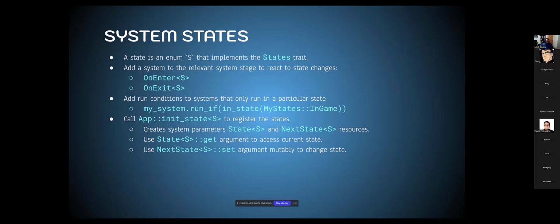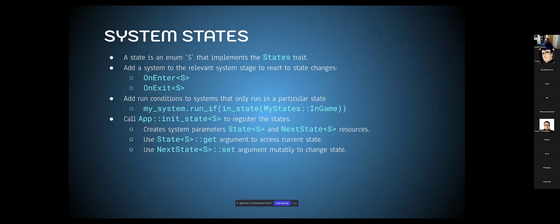So if you need to do some work when you exit the pause menu and go back to the game, for example, you can add a system to the on exit, and all systems on that will get called when that state change happens. So that's reacting to state changes. To actually decide whether a system is run only when a particular state is enabled, you can use run conditions. So you would use run if, and then you use the system called in state, which basically returns true if the game is currently in a particular state.